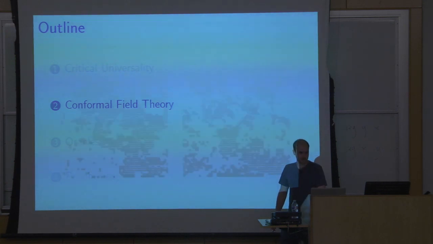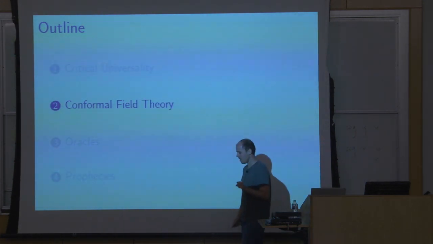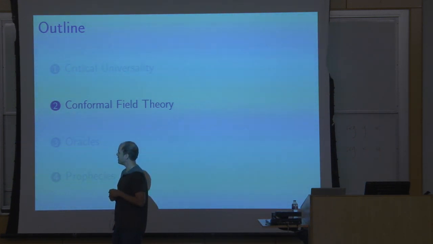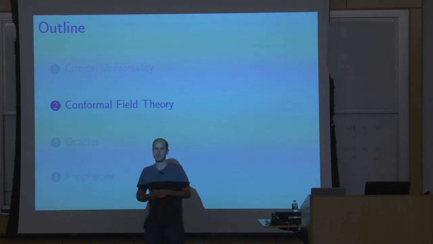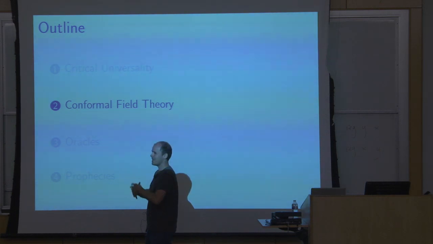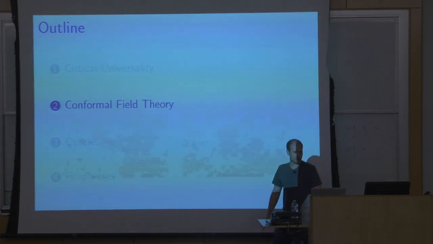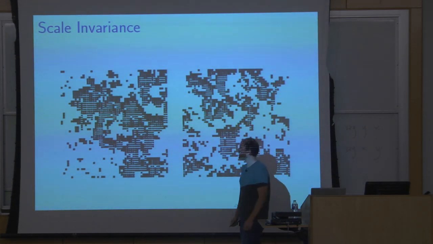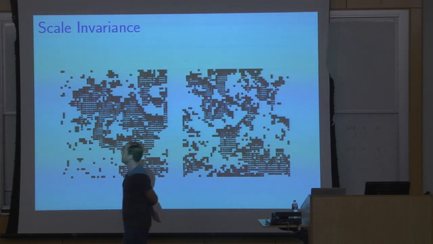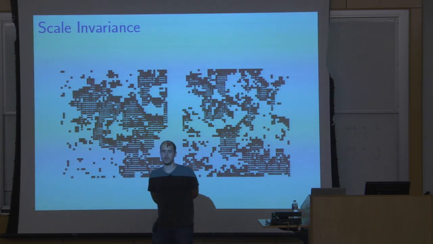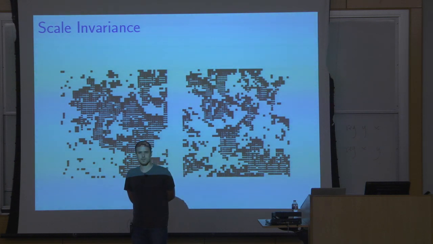OK, so let me go on. Conformal field theory is a special type of quantum field theory that is capable of describing these transitions. And to understand why that is, let me go through the things that make conformal field theory one by one. So the first observation is that materials at these types of transitions, at these critical points, display an extra symmetry, namely scale invariance.